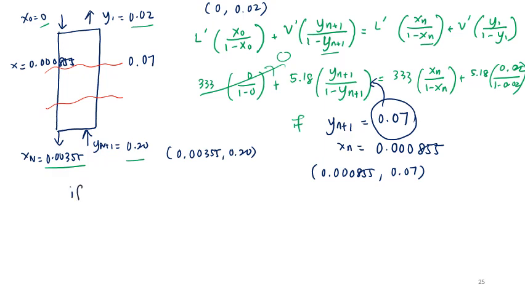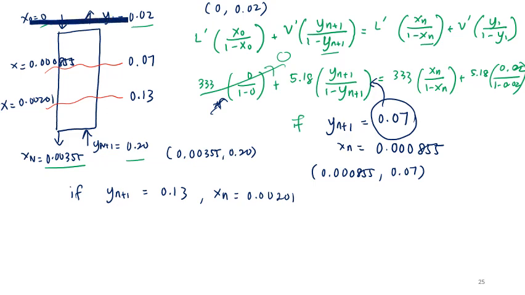Then find out another point. What if yn plus 1 equals 0.13, maybe somewhere here? Then what would be the x here? You put the values inside this equation, and xn equals 0.00201. So now we have 4 coordinates. This is 1 coordinate, 2 coordinates, 3, 4. Enough for you to ascertain whether the operating line is a straight line or slightly curved or whatever the shape is.